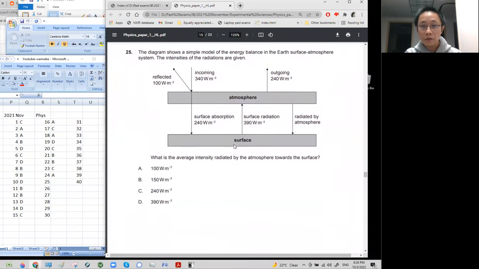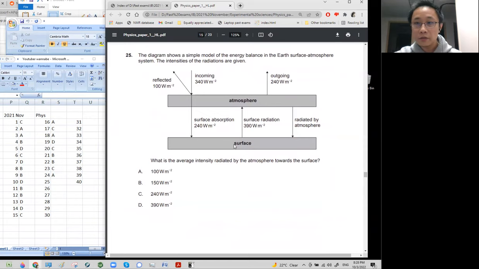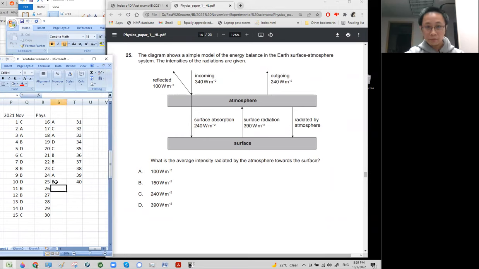Question 25. The diagram shows some simple model of the energy balance. What's the average intensity radiated by the atmosphere towards the surface? It should be a simple energy conservation exercise. I don't think anything that happens with the incoming radiation is unaccounted for. If there's that much surface radiation reaching the atmosphere and then 240 out of 390 leaves, then I think the remaining 150 would be coming back. So I hope the answer is just B.